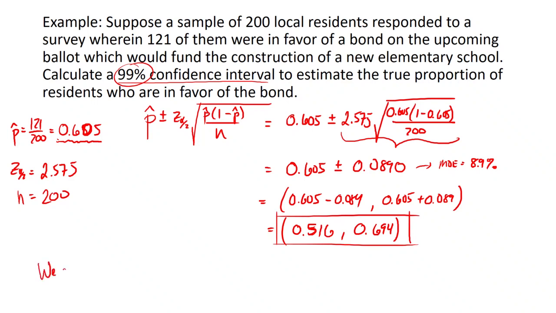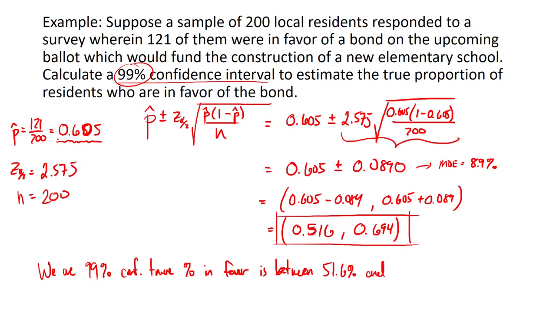If you were going to interpret that, it'd be something like: we're 99% confident that the true percent in favor, I'm abbreviating here just for space, is between 51.6% and 69.4%. Now that might be acceptable.